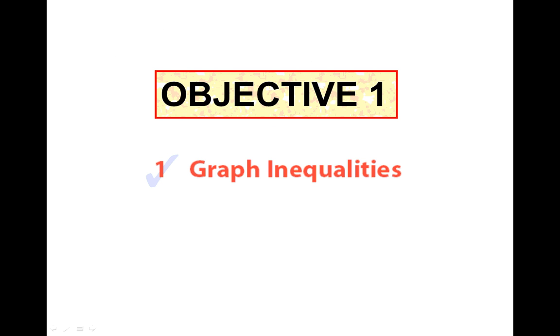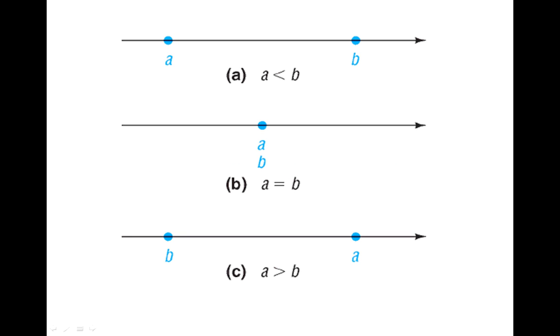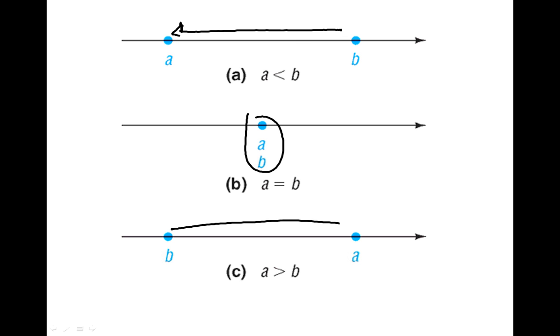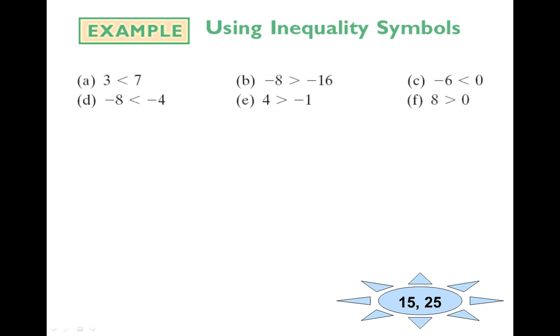All right, so let's get into our first objective, graphing inequalities. We want to graph A is less than B on this one. This is saying that A is less than B because A is to the left of B. If A and B are on top of each other, then they're equal to each other. And if A is greater than B, then A is going to be over here to the right of B.